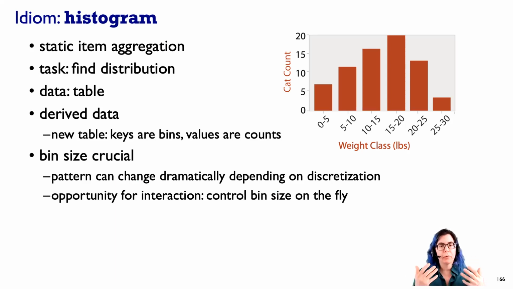And from an analysis point of view, what's going on in a histogram is that we take some sort of tabular data and we make a new table. We derive the data, and the keys of that new table are bins, and the values are the counts of things within the bin. So here we've got, again, our overweight cats example. Now the key thing is that bin size is crucial. The pattern can change really dramatically depending on what discretization you set, how many bins you chop this up into. One opportunity for adding interaction is to allow people to easily control the bin size on the fly, so that they can quickly explore different possibilities rather than just have to guess and iterate.